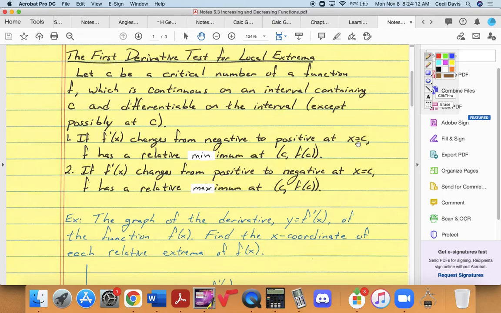Let c be a critical number of a function f, which is continuous on an interval containing c and differentiable on the interval, except possibly at c. Did we talk about critical numbers? No. Okay, so a critical number, you might want to write this someplace. A critical number of a function is an x value where either the derivative of the function is 0 or the derivative of the function does not exist.